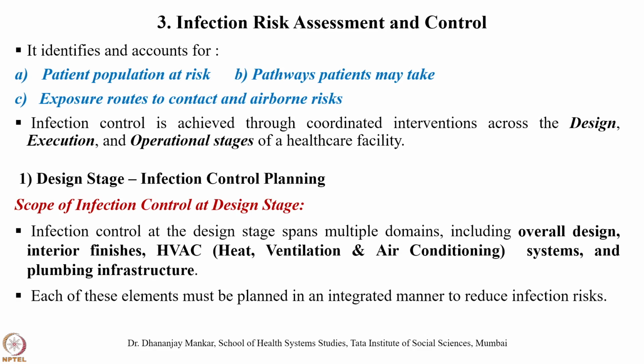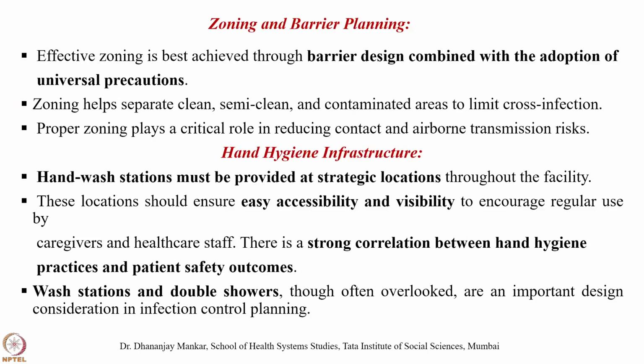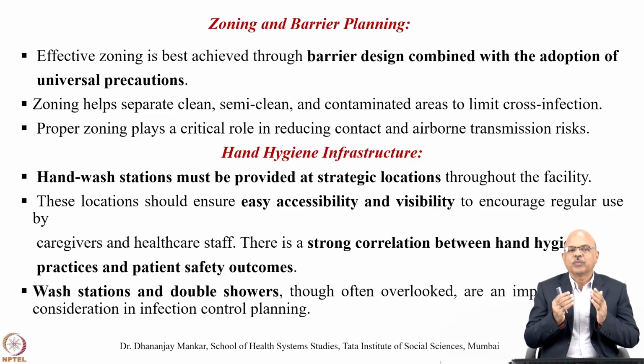We are talking here about reducing the risk, rather than only facing the risk afterward, which is more a clinical part. What are zoning and barrier planning? Effective zoning, as you know, is best achieved through barrier design, combined with adoption of universal precautions. Universal precautions are taken from larger aspects which are taught globally. Zoning helps separate clean, semi-clean and contaminated areas to limit cross infection, where you can make barriers to address this critical issue. Proper zoning plays a critical role in reducing the contact and airborne transmission risk.